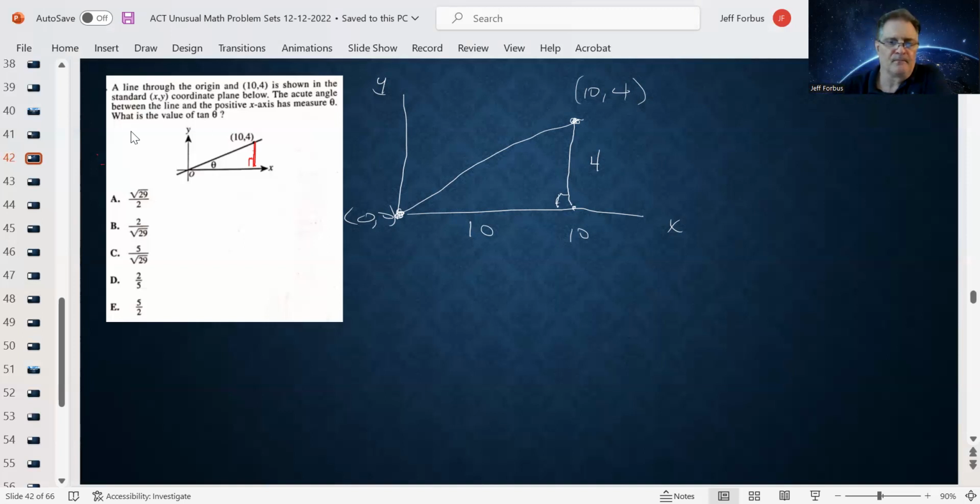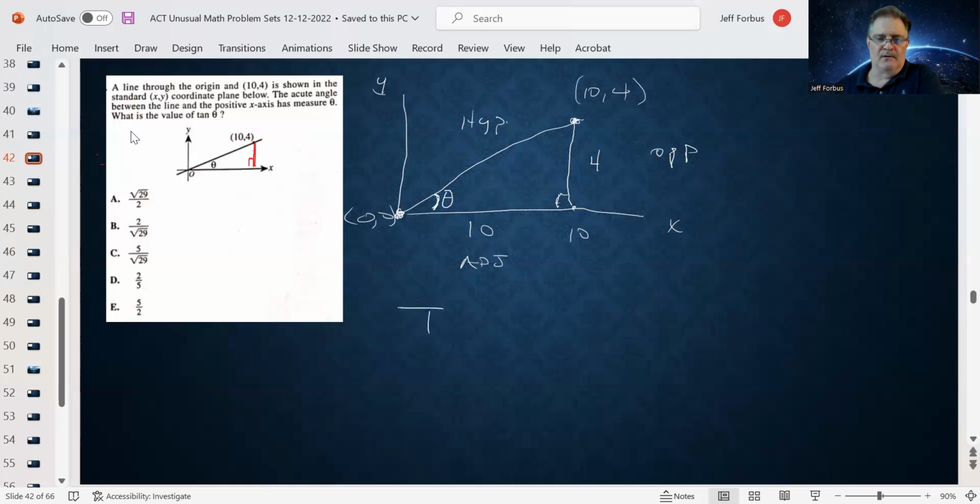Now, theta is drawn right here. So we're looking at the triangle from this standpoint. So this side is the opposite. This side is the adjacent. And of course, across from the right angle, you have the hypotenuse.